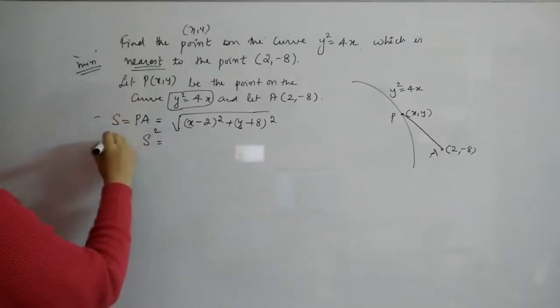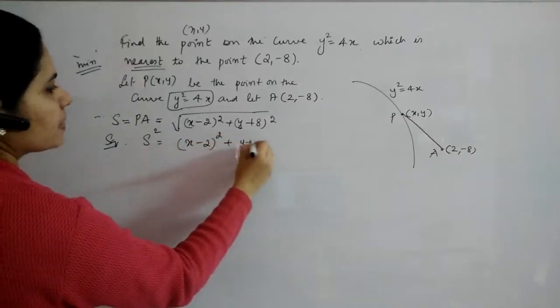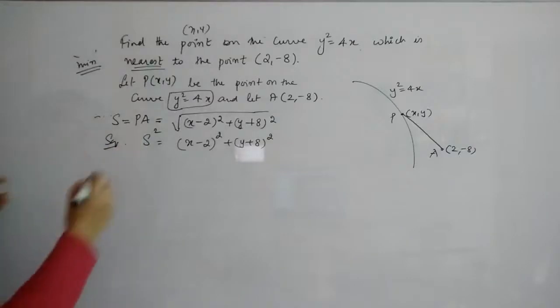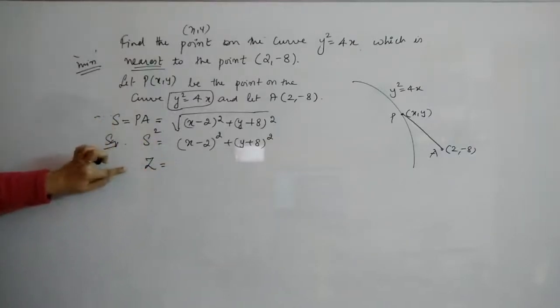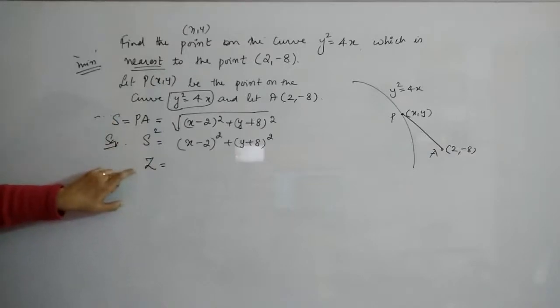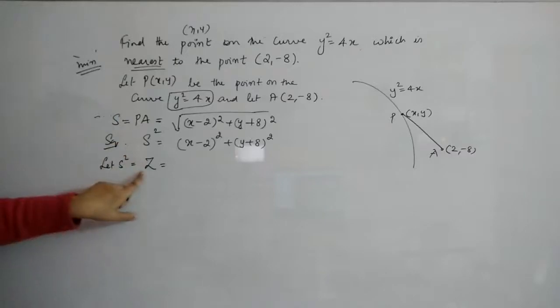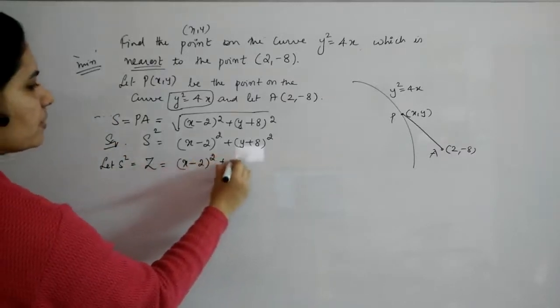So S square, that is squaring both sides, you are getting (x minus 2) the whole square plus (y plus 8) the whole square is your S square. Now this S square can be rewritten another way, so differentiating you can use that. Let S square be Z, equal to (x minus 2) the whole square plus (y plus 8) the whole square.